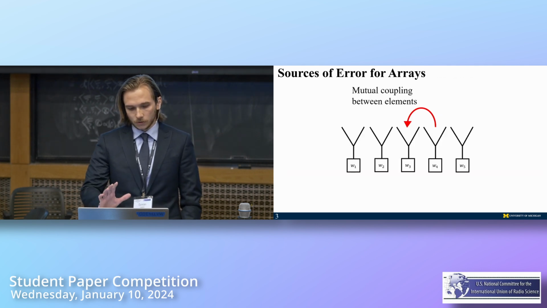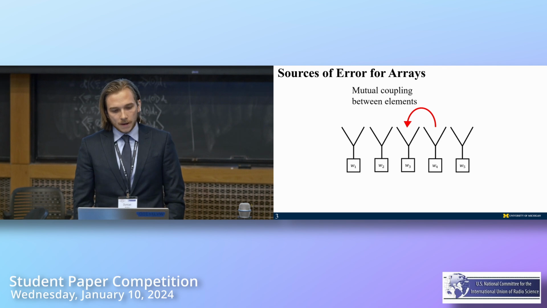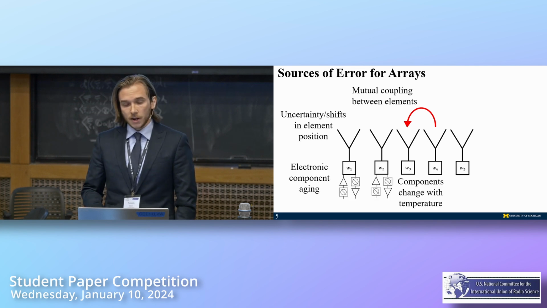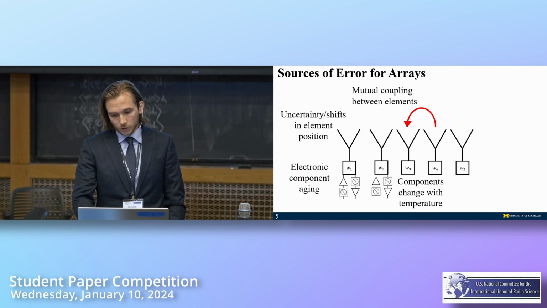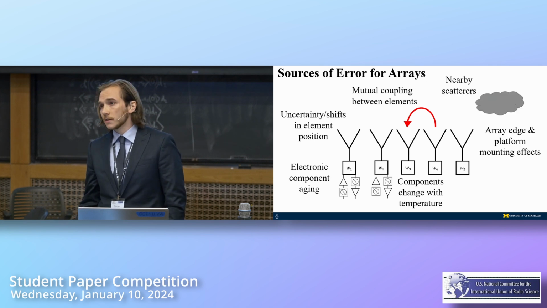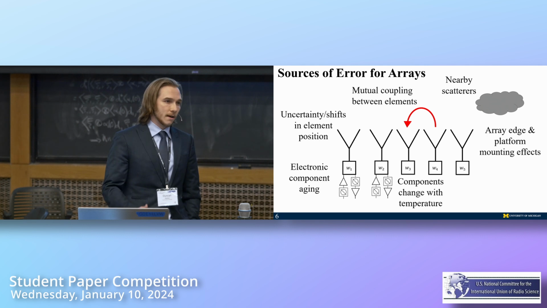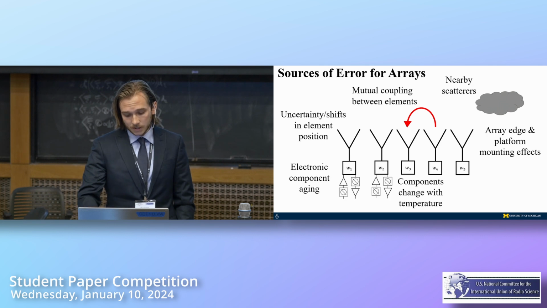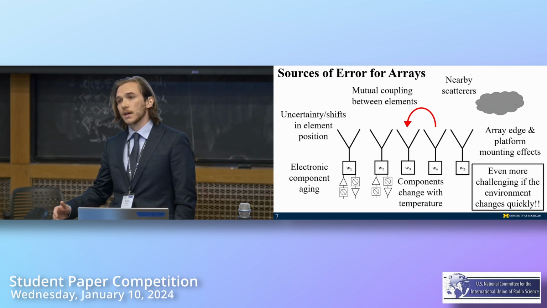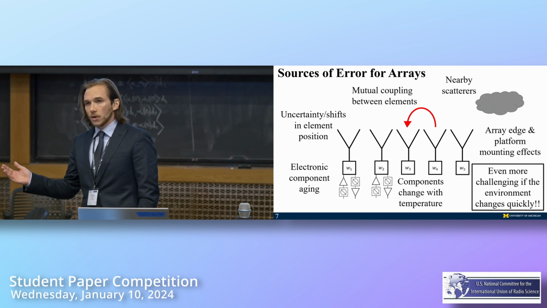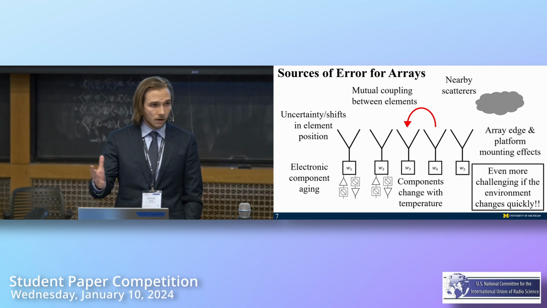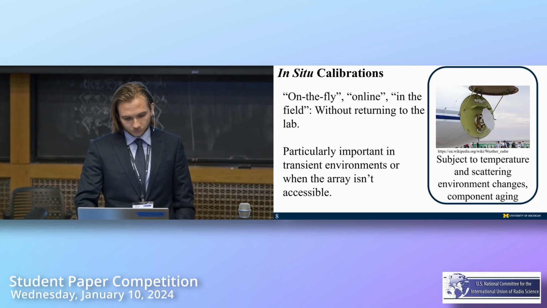So I'll talk about what some of the sources of error actually are. So some sources of error: mutual coupling between elements, uncertainty or shifts in element positions, component aging or component sensitivity to temperature, and multipath effects, like the effects of nearby scatterers or platform mounting effects. So calibrating for all of these effects simultaneously is already a difficult problem, and this becomes even more challenging if you're in a quickly changing environment where all of these different sources of error are changing temporally.